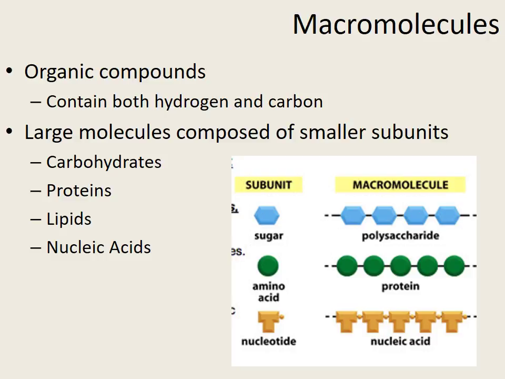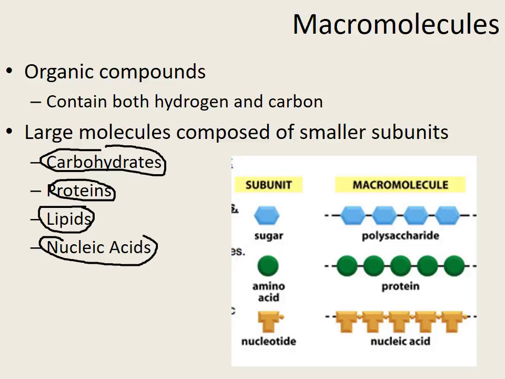Remember, there are four of them that we're going to talk about: carbohydrates, proteins, lipids, and nucleic acids. We're going to go through each one. We're going to talk about their structure, some things that you guys can do to indicate whether it is a carbohydrate, a protein, a lipid, or a nucleic acid. And then we're going to go over the subunits that each of these macromolecules are made up of.